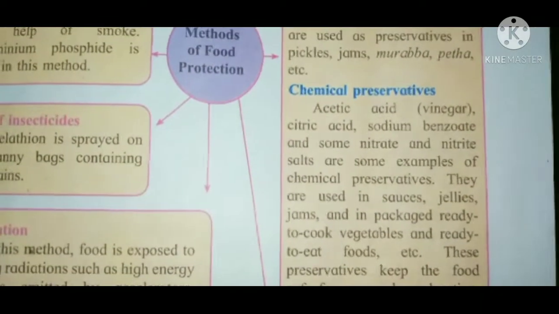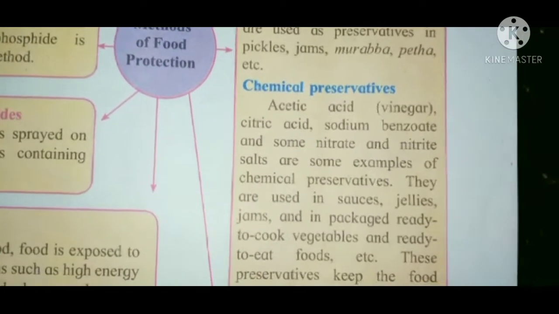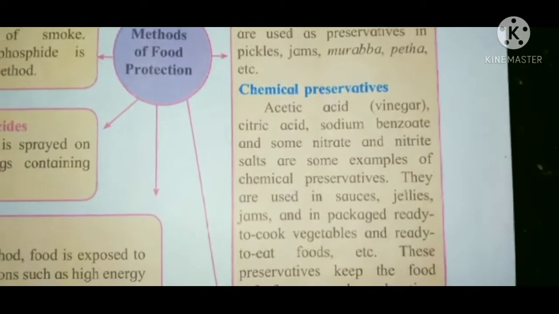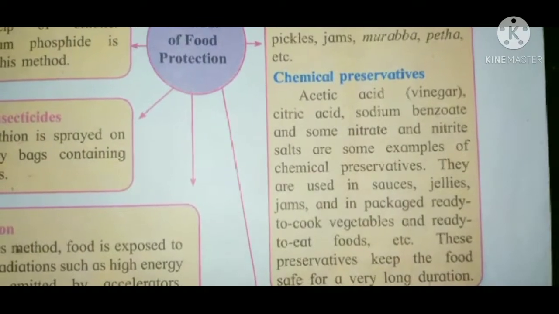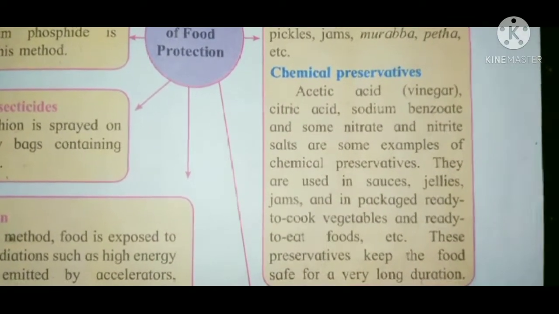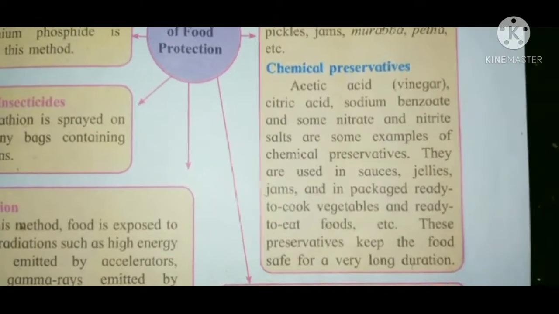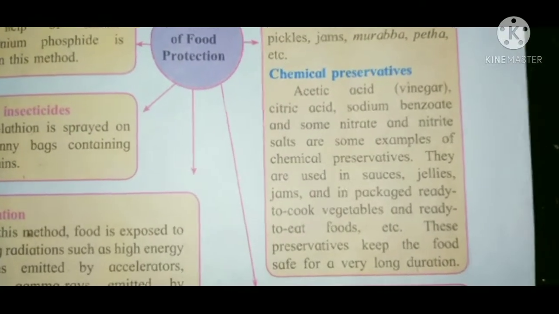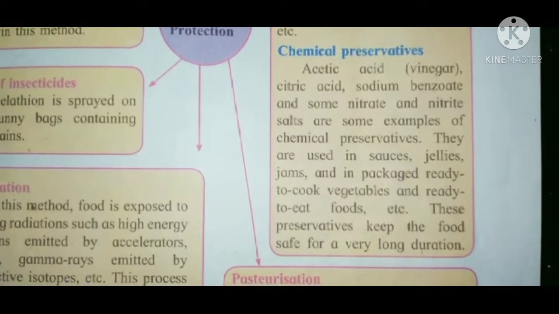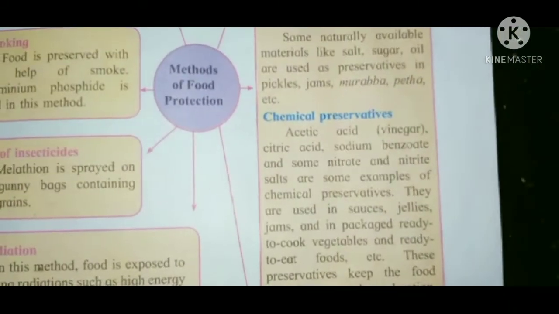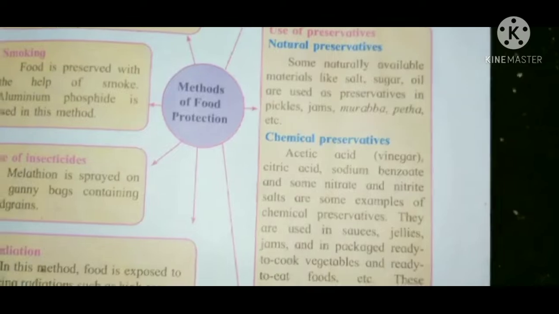Now what are the chemical preservatives? Acetic acid, that is the vinegar, citric acid, sodium benzoate and some nitrates and salts are some examples of the chemical preservatives. They are used in sauce, jellies, jams and in packaged ready to cook vegetables and ready to eat foods, etc. These preservatives keep the food safe for a very long duration. So this is the method of food protection by the natural preservatives and the chemical preservatives.